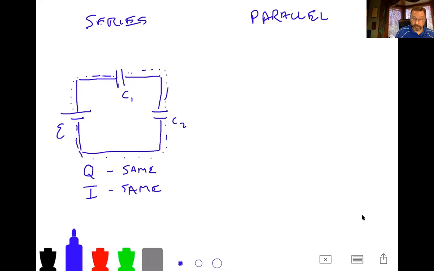One thing I want to make sure you understand is absolutely false, but you see people do all the time: the battery voltage, the electromotive force, that E there. Pretend it's a 9-volt battery, for example. There is not 9 volts across C1, and there is not 9 volts across C2. People use it in equations all the time.